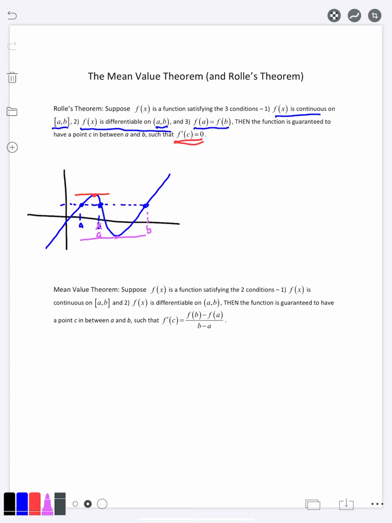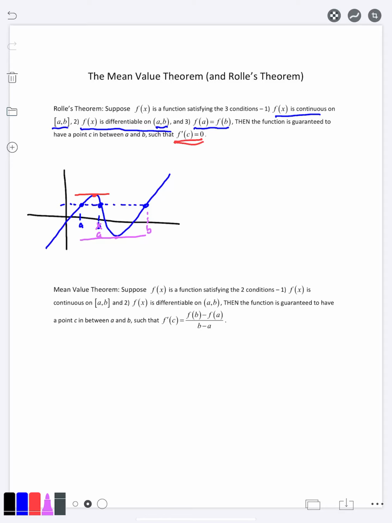Now, this theorem is pretty useful in a lot of theoretical mathematics, but on the practical side of things, it's a little bit lacking because all it does is tell you that there is a place where the derivative is 0, but it doesn't tell you where exactly that point is going to be. So then you have to do more work to try to find it. Regardless, at least it does give us some sort of information about what's going on here.